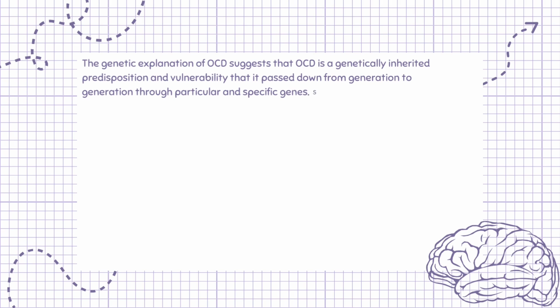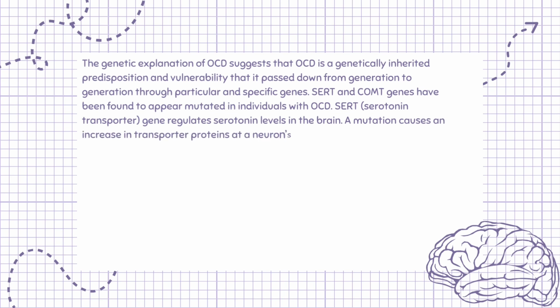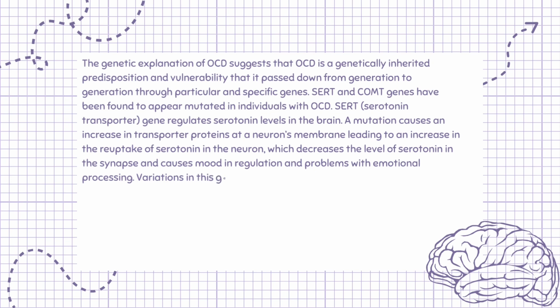SERT and COMT genes have been found to appear mutated in individuals with OCD. The SERT, serotonin transporter, gene regulates serotonin levels in the brain. A mutation causes an increase in transporter proteins at a neuron's membrane, leading to an increase in the reuptake of serotonin in the neuron, which decreases the level of serotonin in the synapse and causes mood regulation and problems with emotional processing. Variations in this gene, such as the 5-HTT-LPR polymorphism, have been linked to an increased risk of OCD.